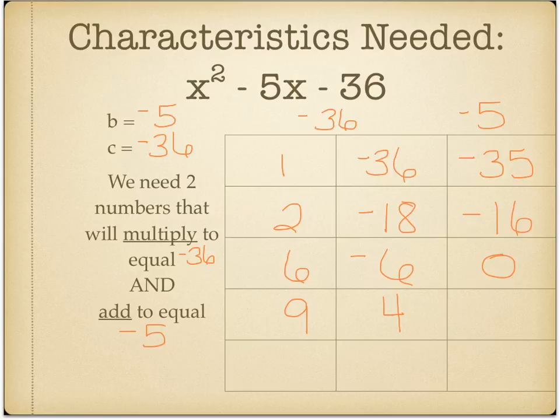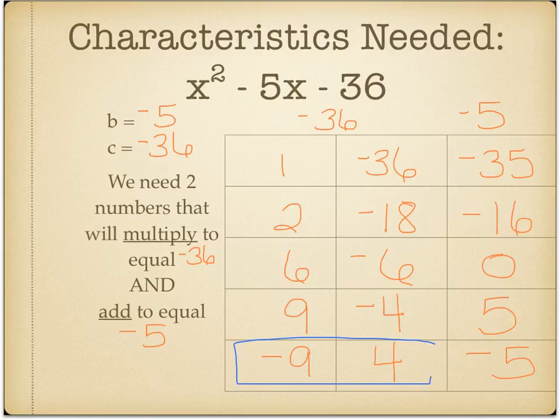If I make the 9 positive and the 4 negative, that gives me a negative 36. But if I add those, do I get a negative 5 or a positive 5? A positive 9 and a negative 4 give me a positive 5, and that's not what I need. How about if I make the 9 negative and the 4 positive? Then will I get my negative 5 if I add them? Yes. If I have a negative 9 and a positive 4, then I'll get my sum of negative 5.